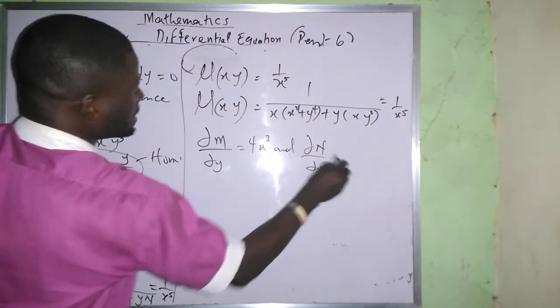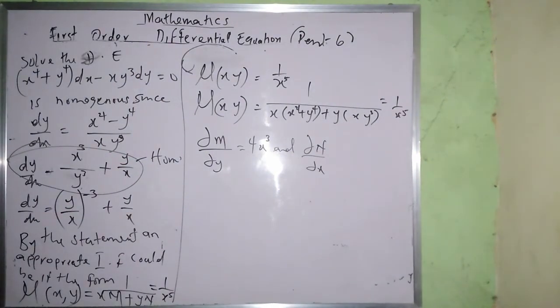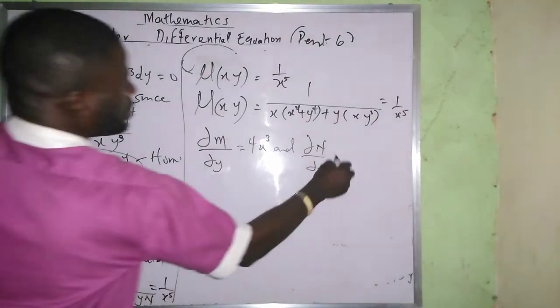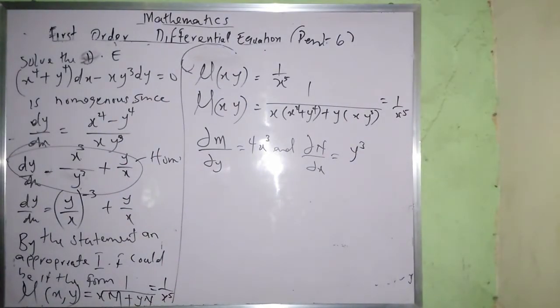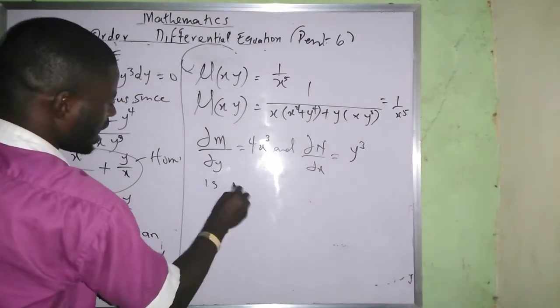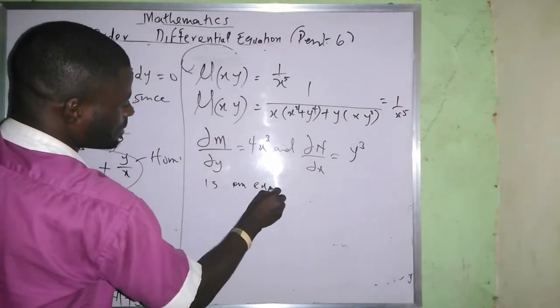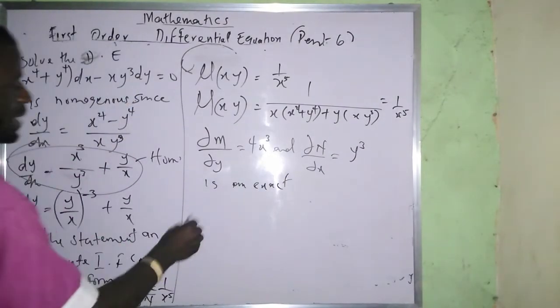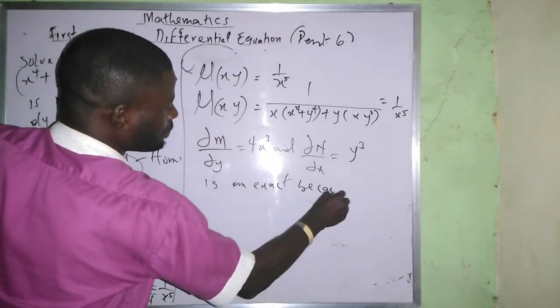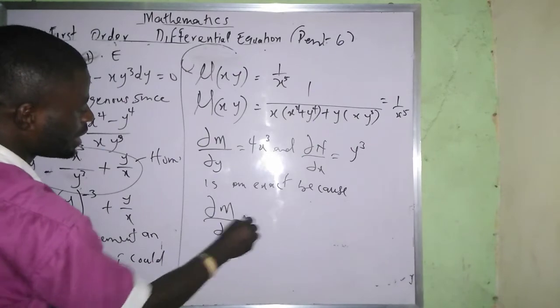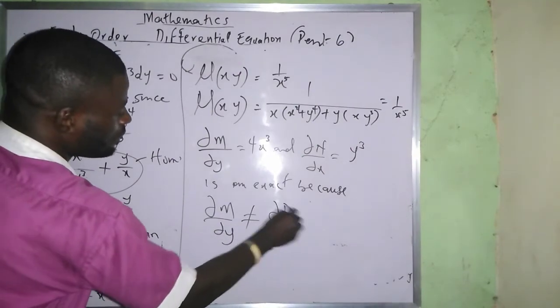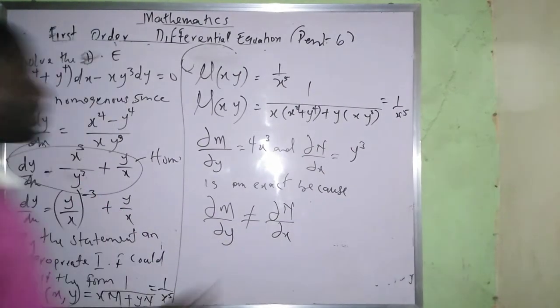Of N with respect to x, which is going to be what? Partial of x with respect to what? It will be y raised to power 3. That is now not yet exact, because M of y is not the same thing as N of x.